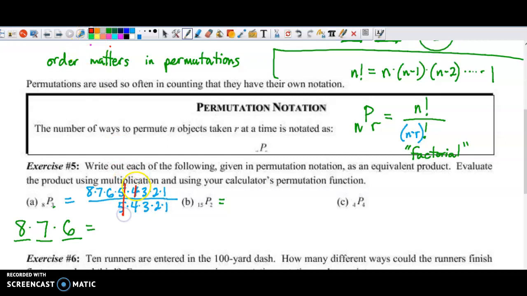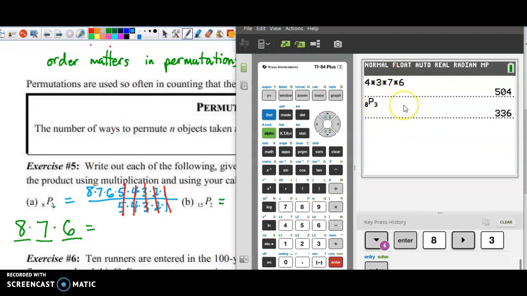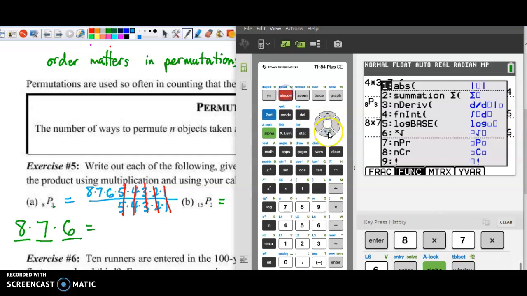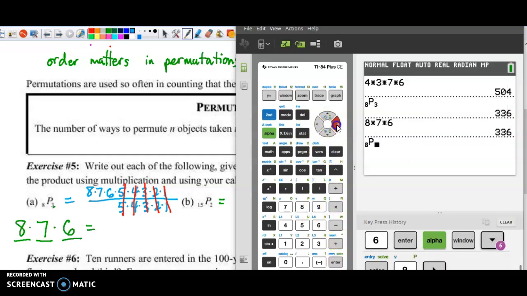And so you could cancel out all of those 5, 4, 3, 2, and 1, and you're left with 8 times 7 times 6, which is, well, I would use a calculator. So just real quick, with the calculator, I know this looks like magic because I just pulled this straight up on my computer, but how do you get nPr? If you hit alpha window, the 7th option down, and you can type it in, 8P3. There you go.